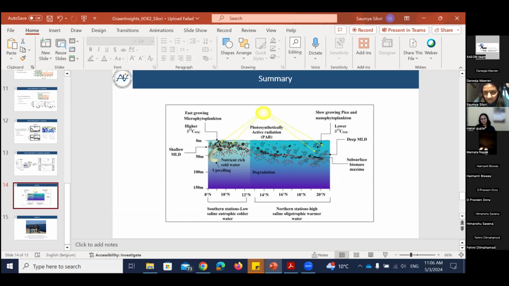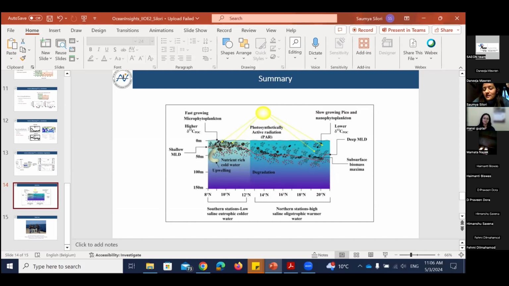But like Goa and Ratnagiri, up to 17 degrees north, you can see very intense upwelling, particularly during the summer monsoon season. So how could you argue your results? For example, you have considered the southern station as well as the northern station. You have given only two divisions.